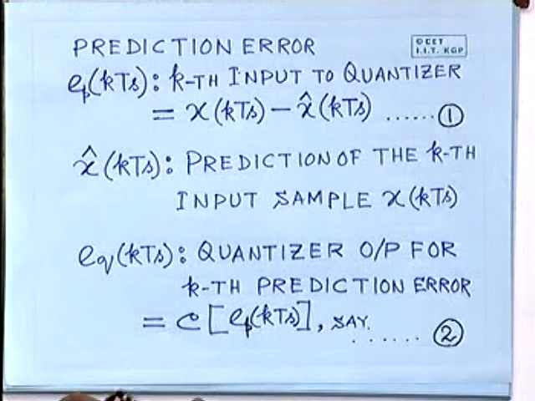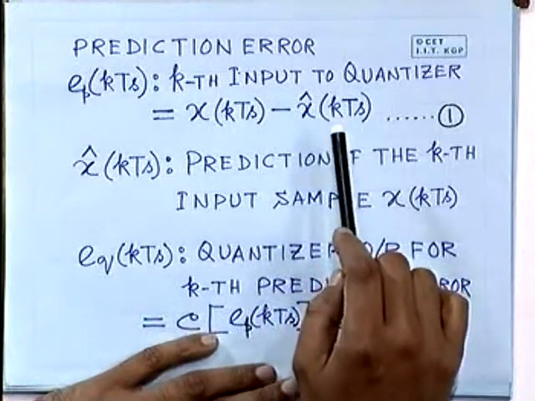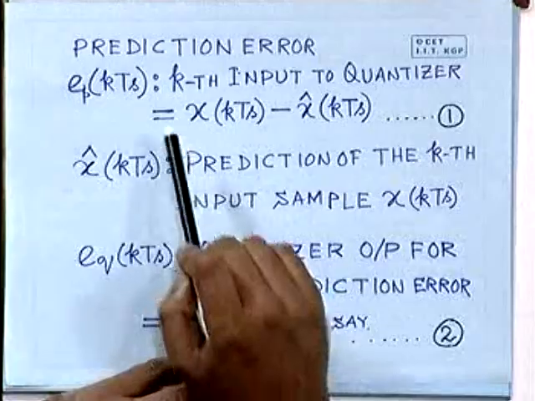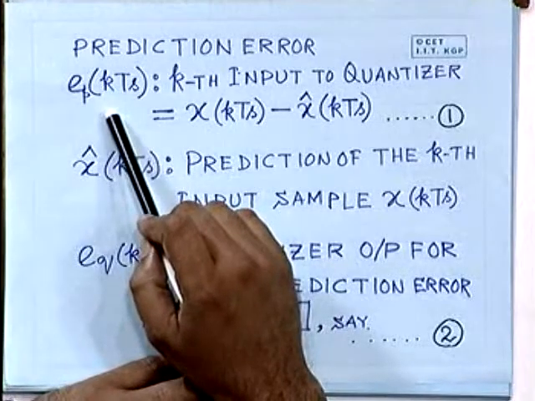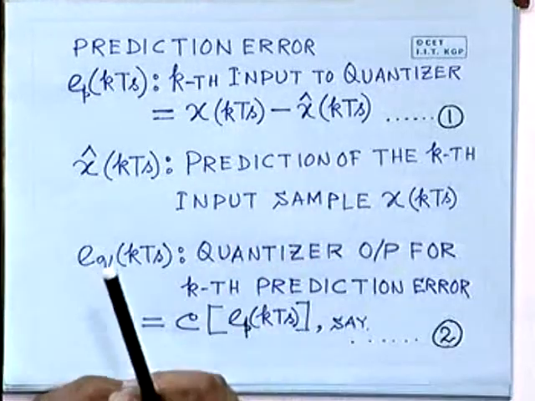Won't the error actually be XKTS minus X cap of K minus 1 TS? Like, I have some already determined predicted value, which is based on the previous samples. So, I can't have the same predicted value which is actually for that sample. That's a good point, really. That's a point of confusion. What he says is that this prediction error, should it not be XKTS minus X cap K minus 1 TS?